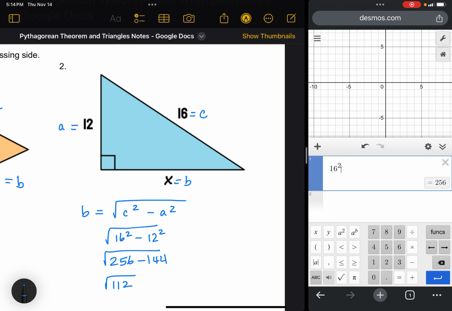That is not simplest form, so what I need to do is simplify. Because it's an even number, I'm just going to divide by 2. So I have 112 divided by 2. That's going to be 56. 56 is not prime, and it's not a perfect square, so I'm going to simplify it again. Again, I'm just going to divide. So 56 divided by 2 gives me 28.